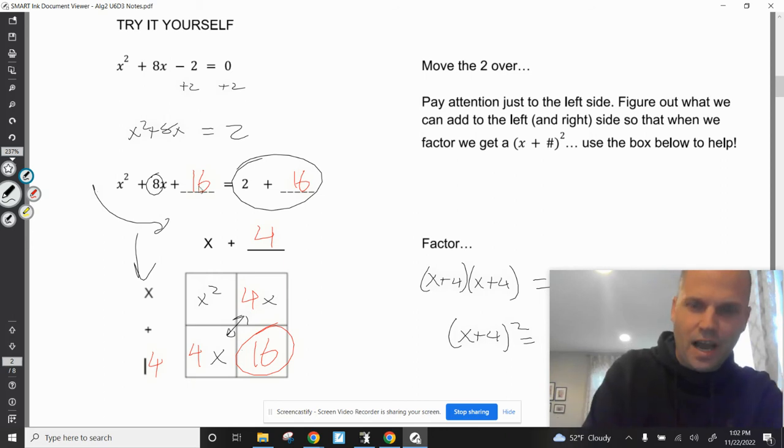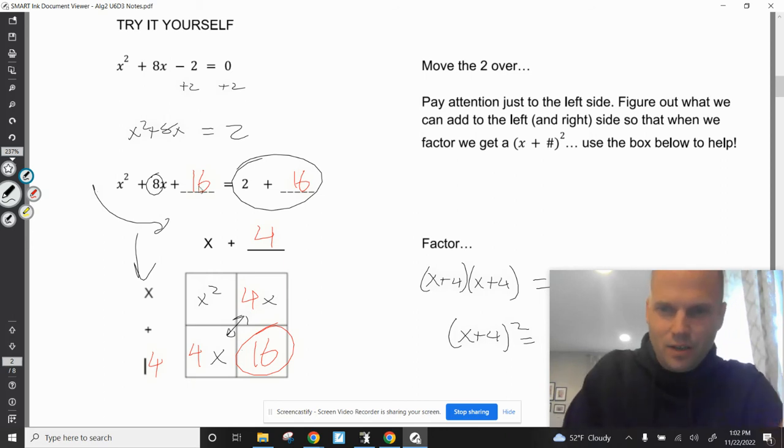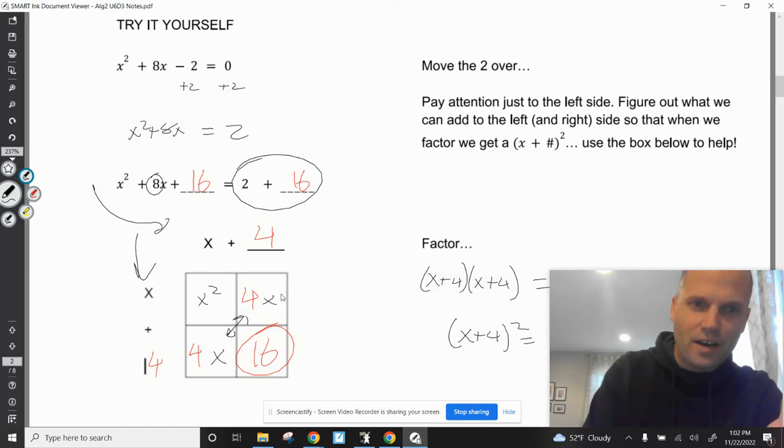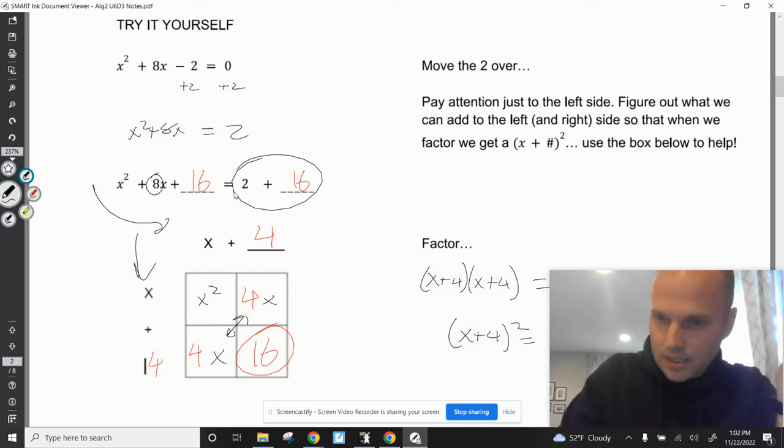Now, what you probably realize is, man, this is a little bit complex. You got to figure out a number and you got to know how to factor. And if you know how to factor, then you figure out this number. And it's a complex process. This is called completing the square.